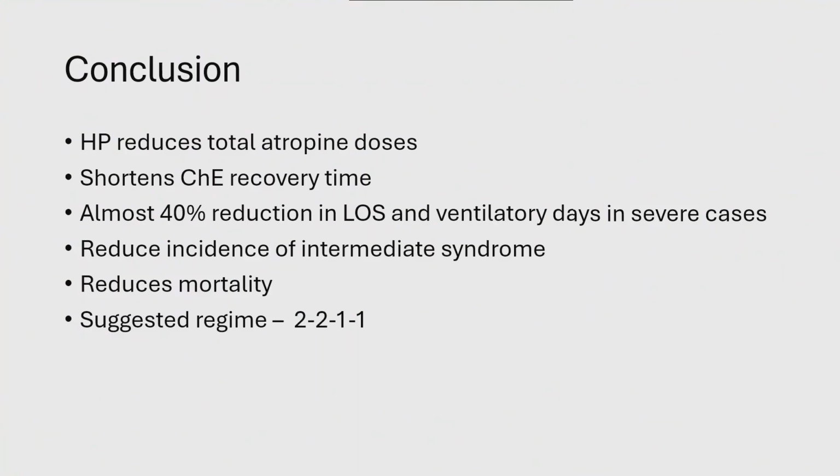In one of the studies, they have shown that if a patient is requiring more than 7 days of ventilatory support, it will reduce your ventilatory days by 40%. So that is very, very important. It will reduce the incidence of intermediate syndrome. It will reduce the mortality. The suggested regimen is that on the first day you do 2, then 1 and 1.